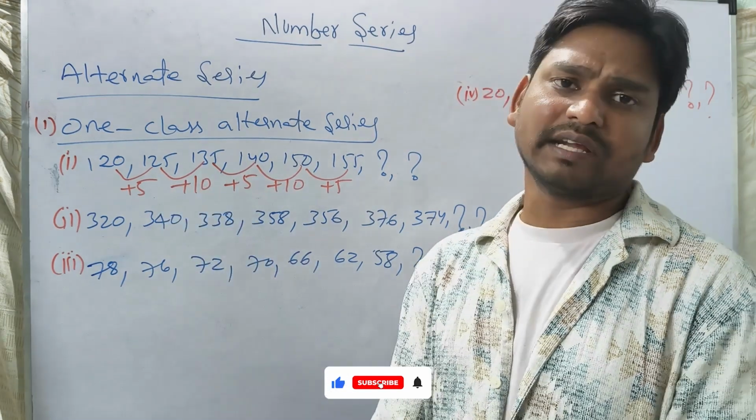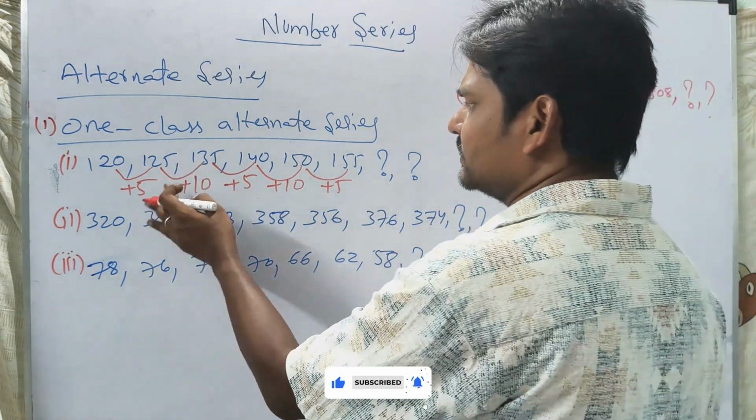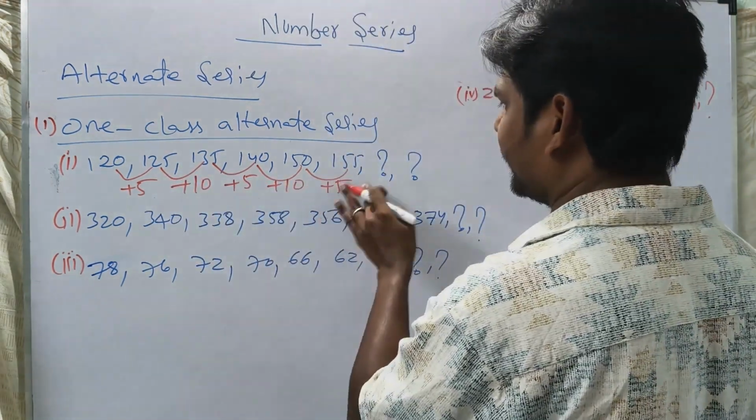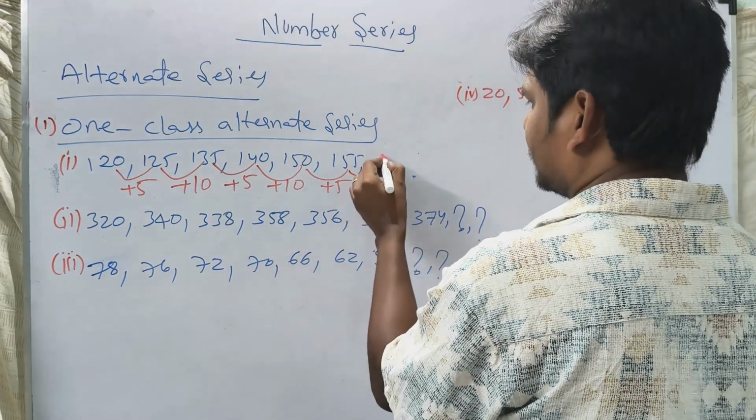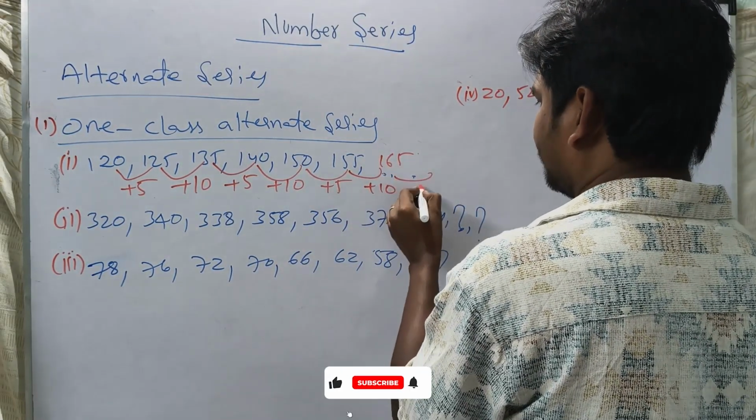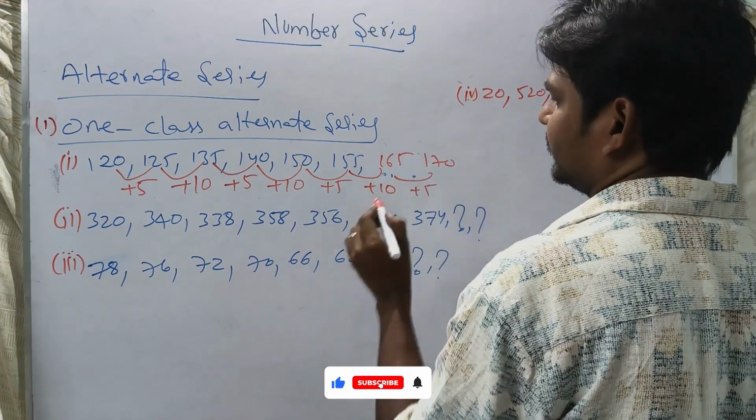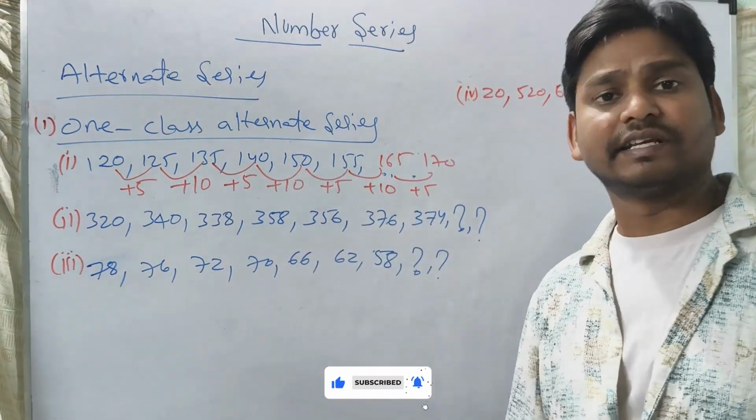Alternate different numbers are addition here. Here plus 5, here plus 10, again 5, 10, 5, 10. So like that it is going on. Next two numbers are plus 10, which means 165, and again plus 5 means what? 170. So this one is an alternate addition series.